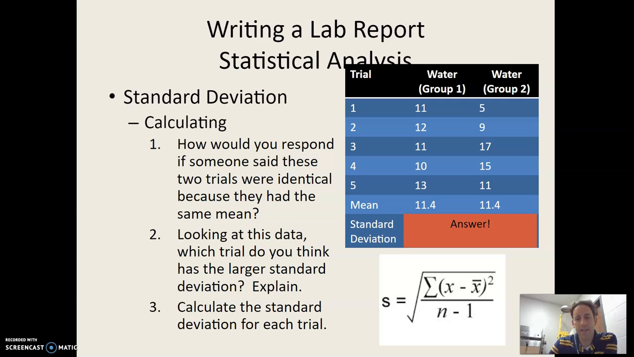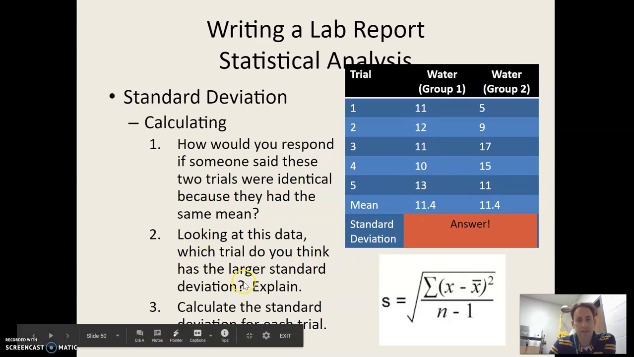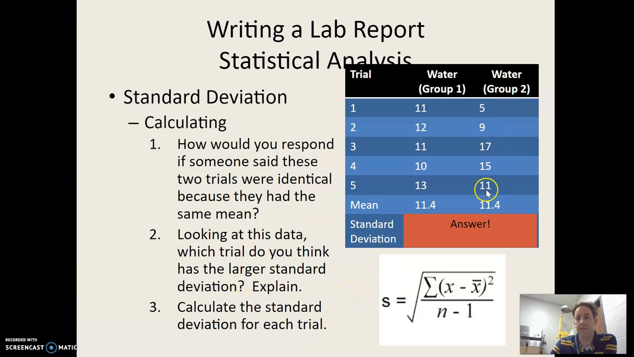And so what we want is a standard deviation to represent that this has a larger spread than this. So, number two, looking at this data, which trial do you think has the larger standard deviation? Hopefully you can see that trial 2 has a larger standard deviation because it has that wider spread. And now step 3 is to calculate the standard deviation for each trial.